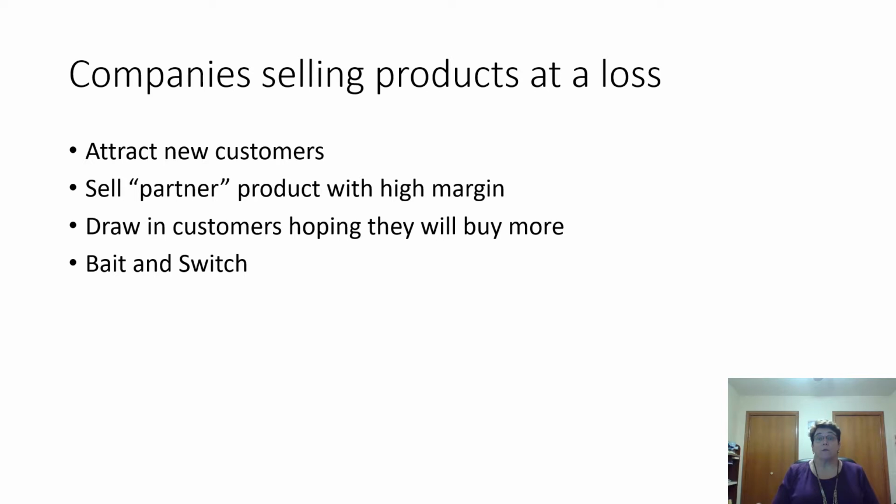Maybe a hardware store will pick items on a monthly basis, like paintbrushes in the spring because everybody's wanting to spruce up their house. So they'll sell paintbrushes, draw customers into their store, and then hope that they buy other things. That could also fall under the partner products, because they'll sell paintbrushes at a loss, and hopefully you buy the paint, which has a very high margin.